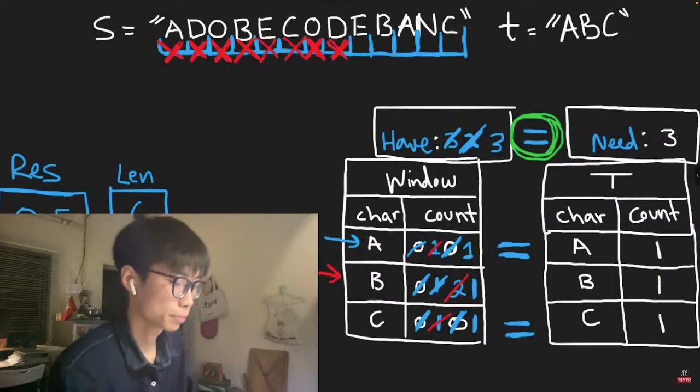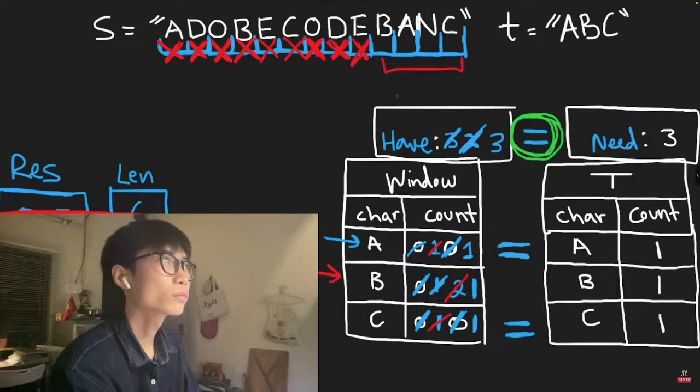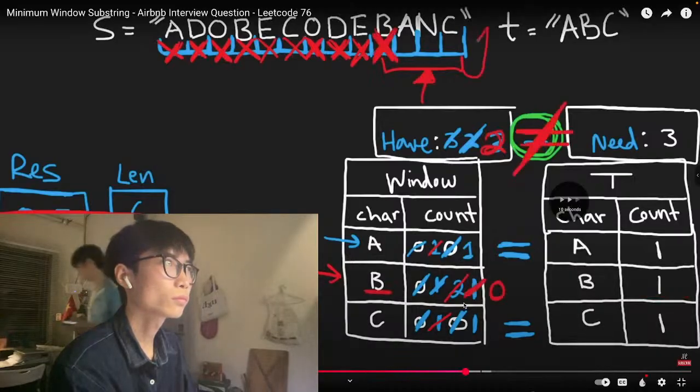Let's remove a D. So we can remove that E as well. Now you notice we're still valid. We have a B. Lastly, that's less than how many we need. So we have no more characters left.